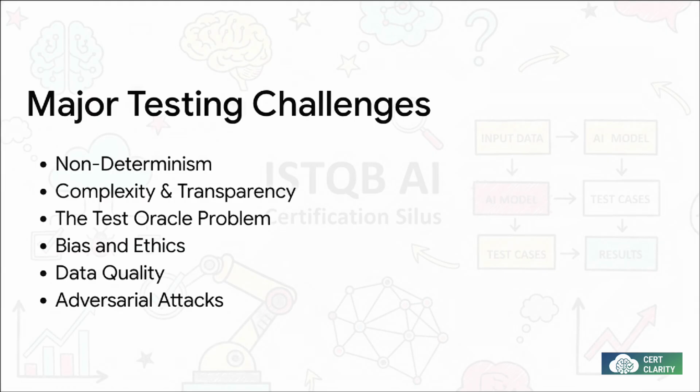Like, how do you test something when you don't have one single correct answer to check against? That's the test oracle problem. How do you test for bias? How do you protect against brand new kinds of attacks? Your test strategy, both for the exam and for your job, needs to have an answer for all of these.